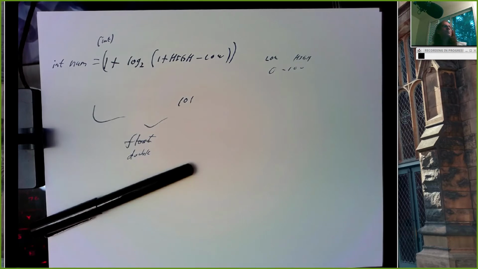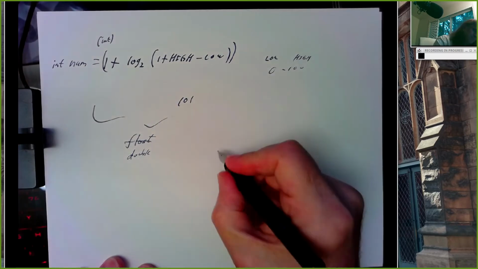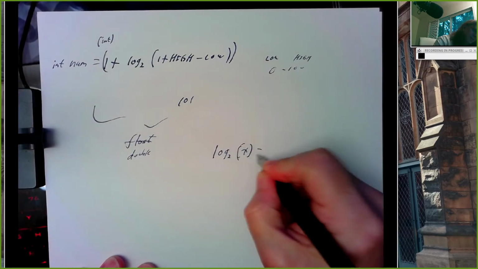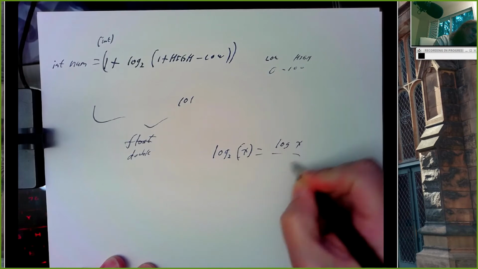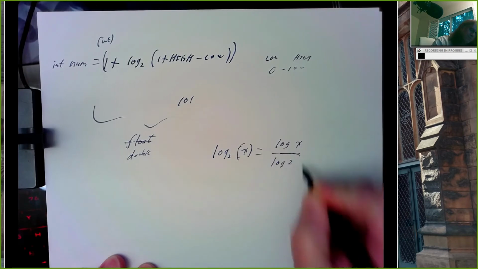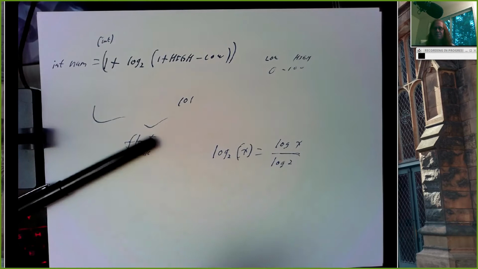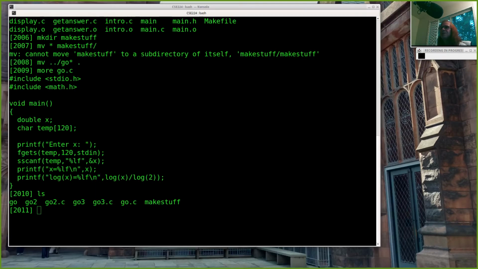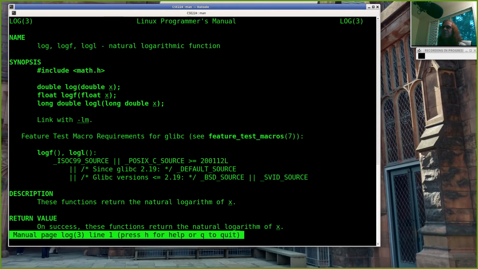So the real question here is, how do we find logarithm base 2? And there's a formula which says log base 2 of x is the natural log of x divided by the natural log of 2. That works for any base. So log, the regular log function in Unix, is logarithms base e.